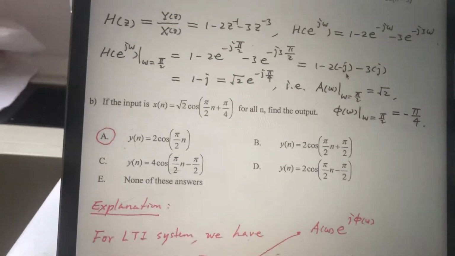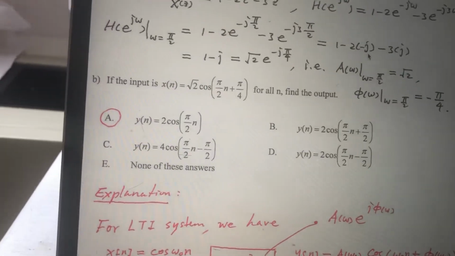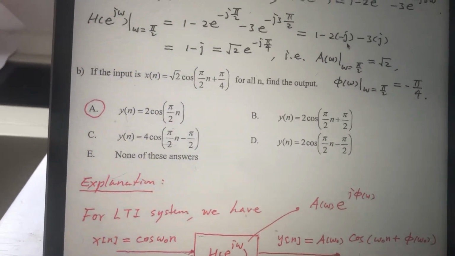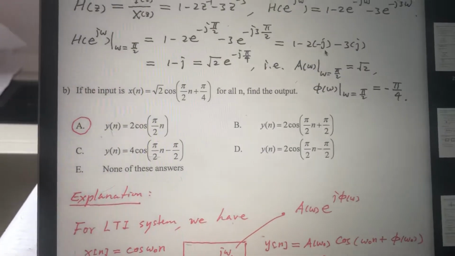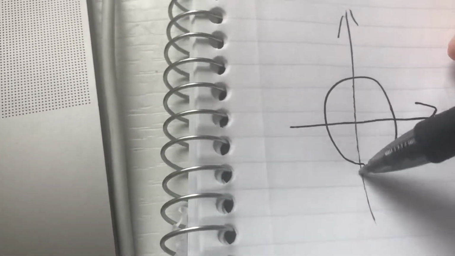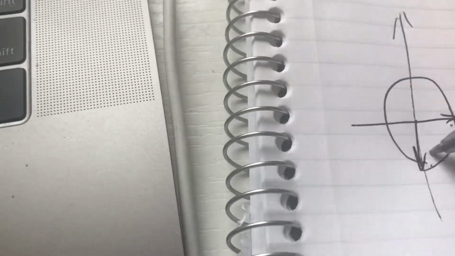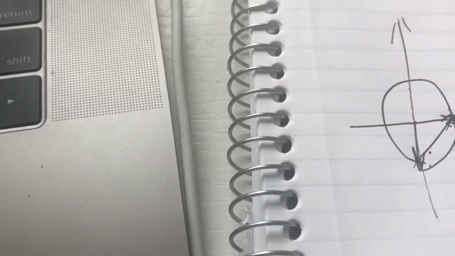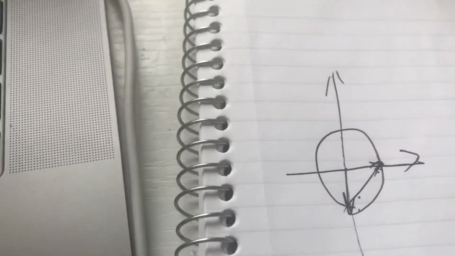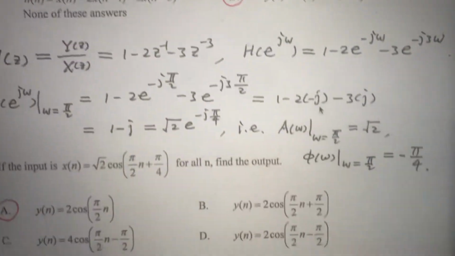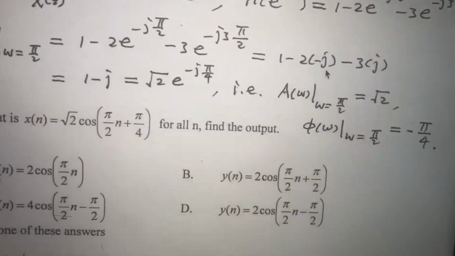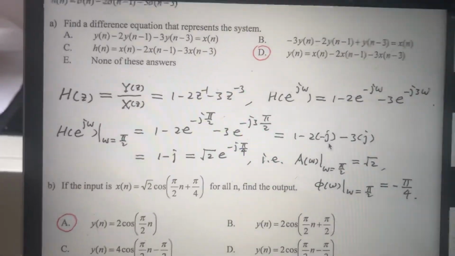And let's draw this on paper, on a unit circle. 1 is this, and j is this, and 1 minus j, that's this. So it equals root 2 times e to the power of minus j times pi over 4.